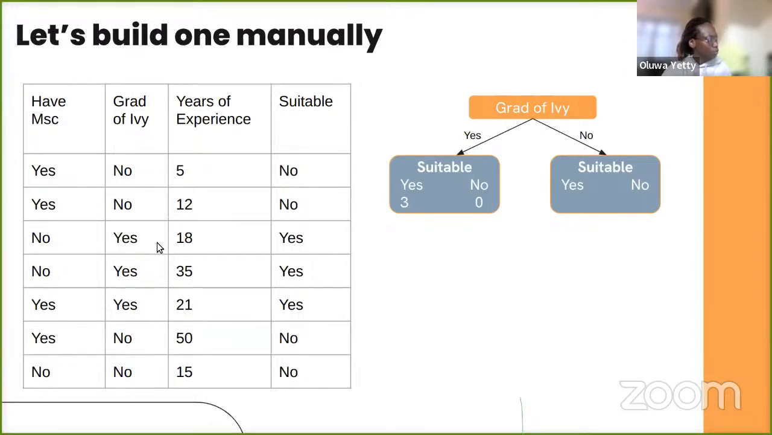We come to the third row, but the branch here is no, so we don't have any business here. We skip this, we skip this, we skip this. We come again here, this is no, we are in the no branch. What's the suitability? No again. So we have 2 here, right? Making 3 no's. And we come to the last row, where the grad of Ivy is still no, which is where we are. What's the suitability? No. So we have 4 no's now. And we never had a yes when the grad of Ivy is no. So that's how we came across 0.4.